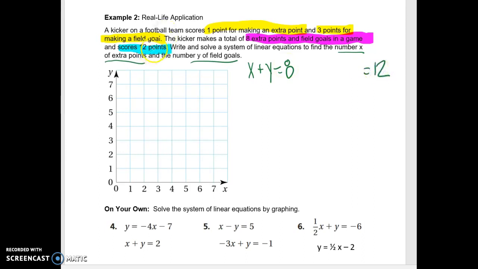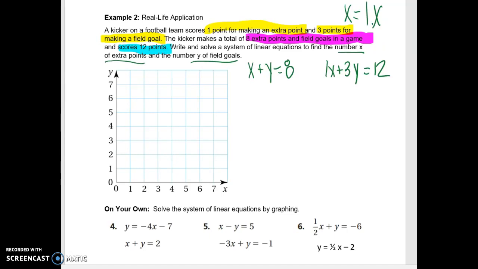And we know that it is 1 point for an extra point and 3 points for a field goal. So there's our second equation. You don't have to write the 1 in front of the x. Remember, x is the same thing as saying 1x. So now we have our 2 equations.